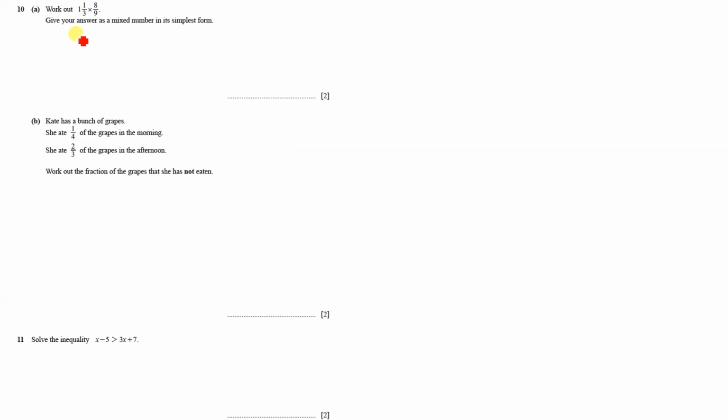Question number 10. Work out 1 and 1/3 times 8/9 and give your answer as a mixed number in its simplest form. So let's try. 1 whole 1/3 can be written as 3 plus 1, 4/3, times 8/9. So that is equal to 32/27. It cannot be simplified further. So let's write the mixed fraction: 1 whole 5/27.